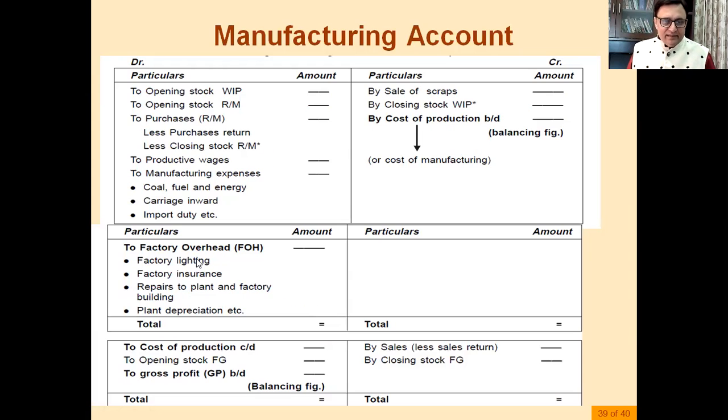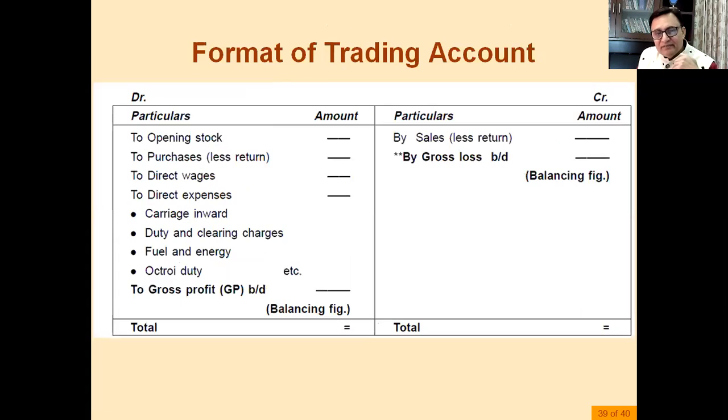And finally from the manufacturing account, all the things which are related to it, the trading account will be happening, and cost of production will be carried down, then opening stock of finished goods, then sales will be recorded, closing stock of finished goods will be recorded, and you will be able to find out the gross profit. But if your concern is not manufacturing account, then you will simply be preparing the trading account.